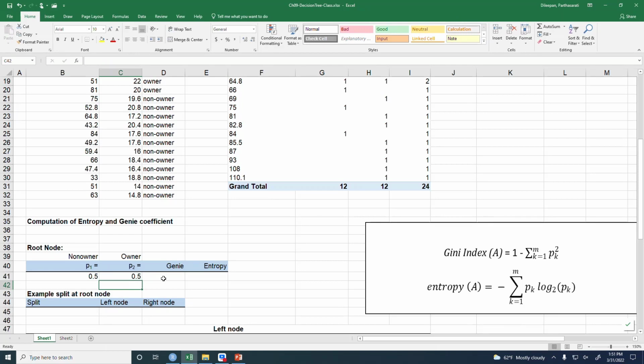Now the Gini index, so that's the formula. We have 1 minus P sub 1 squared minus P sub 2 squared. So that's the Gini index.